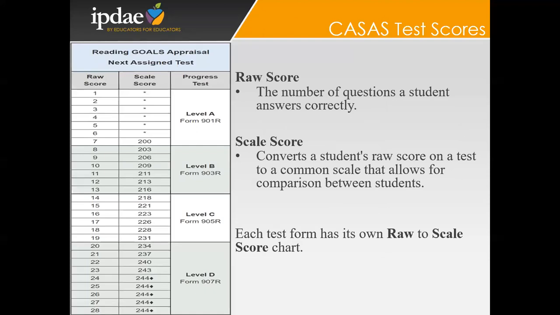So the raw score is the number of questions a student answers correctly, but for placement and reporting purposes, we always use the scale score. Scale score is a 3-digit number, all right, that we obtain once our students have taken the CASAS test. Each test form has its own raw to scale score chart. These charts are in the test administration manuals, or we call them TAMs, for each CASAS test series. For example, the chart that you're currently looking at, on this chart, a raw score of 12 is a scale score of 213. So raw score of 12 is a scale score of 213, right?